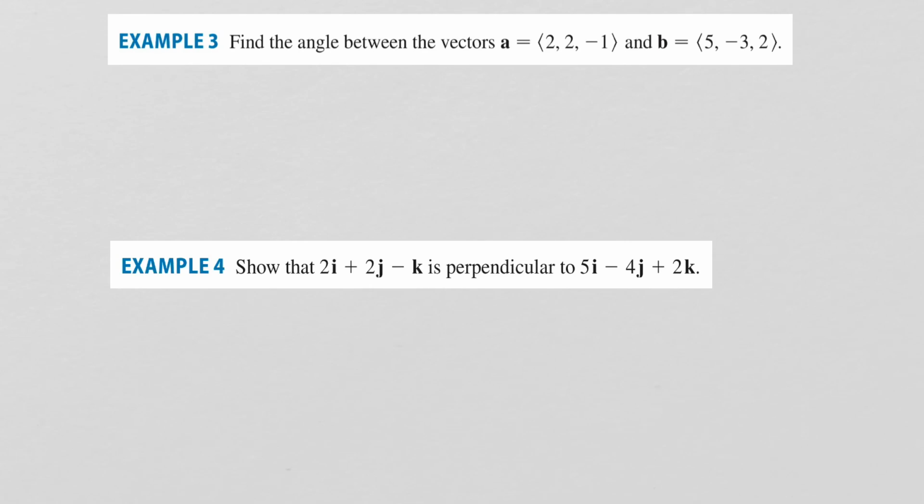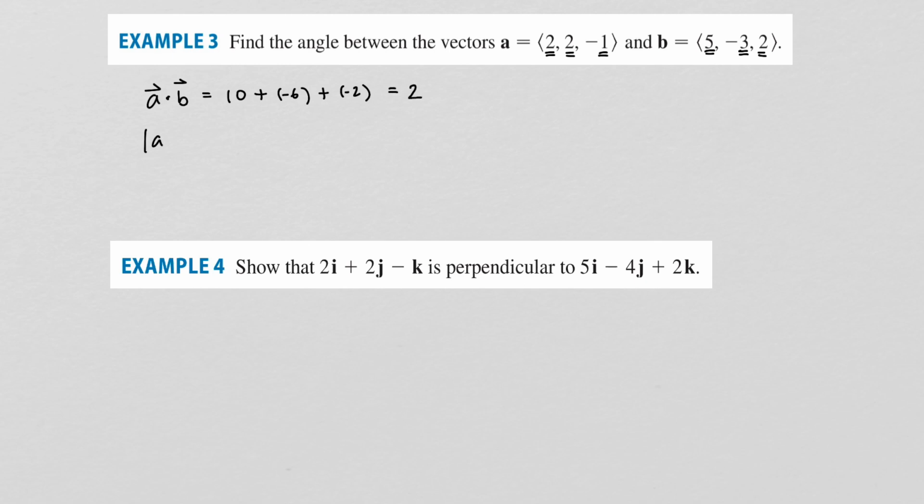So in the next example, we want to find the angle between the vectors A and B given here. To do this, we need to compute the dot product of A and B. So to do that dot product, we are going to multiply 2 times 5, which is 10, plus 2 times negative 3, which is negative 6, plus negative 1 times 2, which is negative 2. And this dot product equals 2.